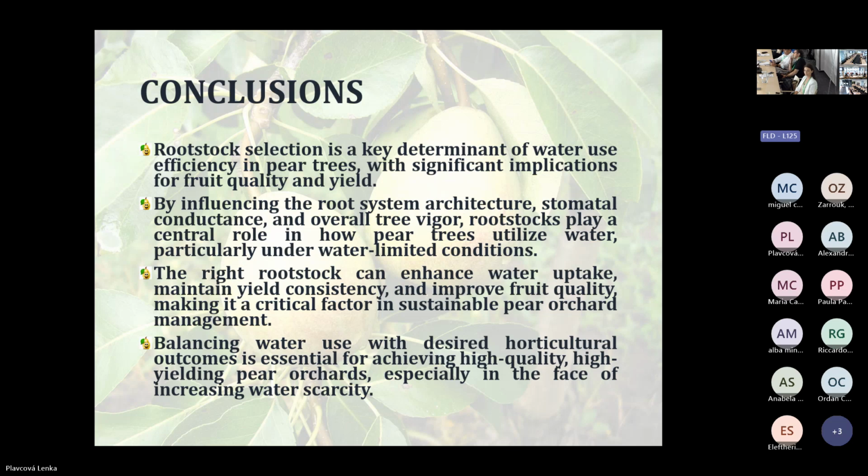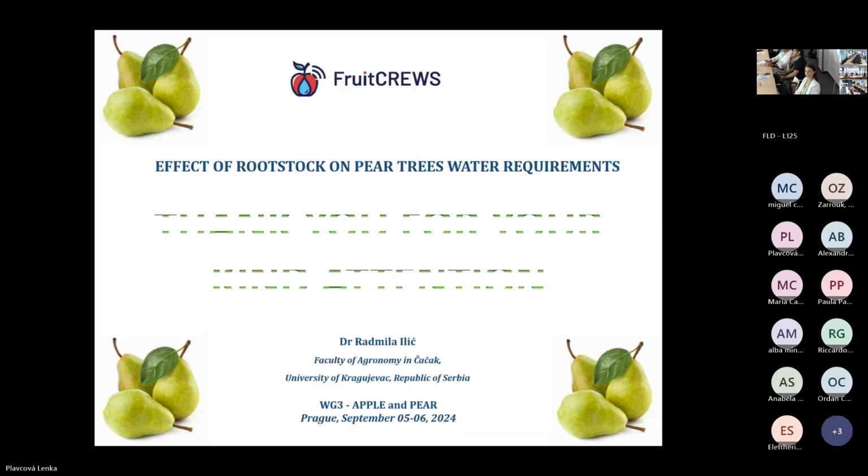The right rootstock can enhance water uptake, maintain yield consistency, and improve fruit quality, making it a critical factor in sustainable pear orchard management. Balancing water use with the desired horticultural outcomes is essential for achieving high-quality, high-yielding pear orchards, especially in the face of increasing water stress.